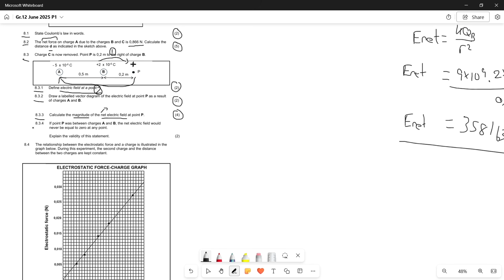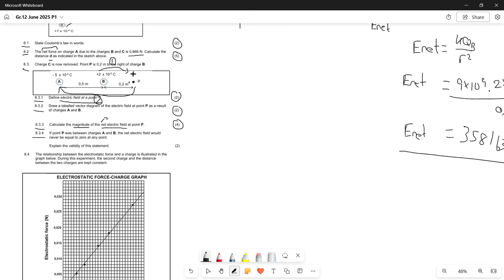And then 8.3.4 over here is a theory question. It says if point P, this point over here, was between charges A and B, so if point P was between charges A and B, the net electric field would never be equal to 0 at any point. Explain the validity of this statement. So is it true or false? That is 1 mark, and then why is the 2nd mark.